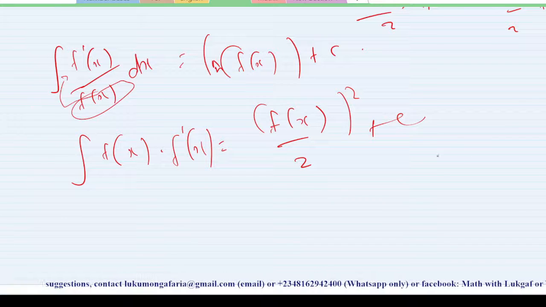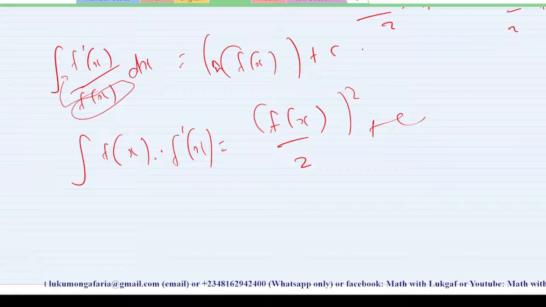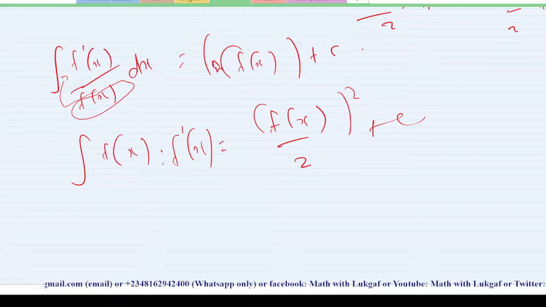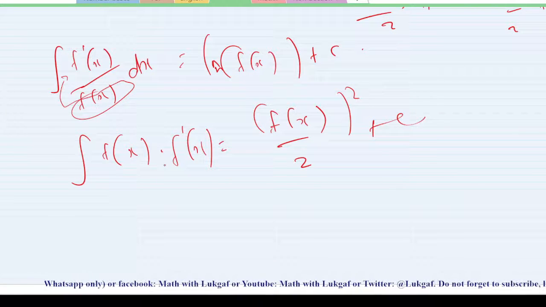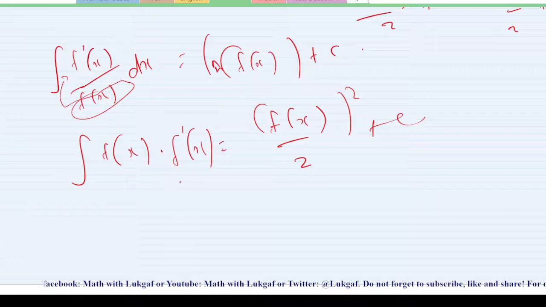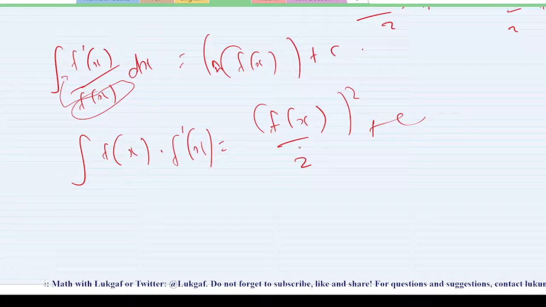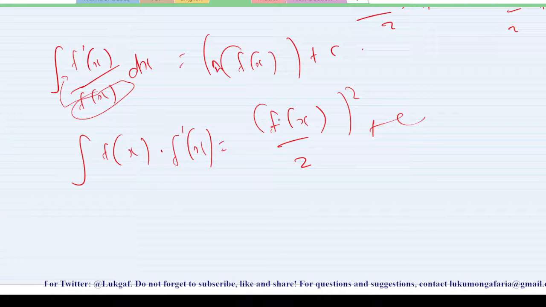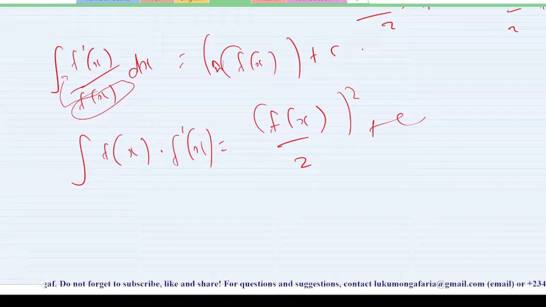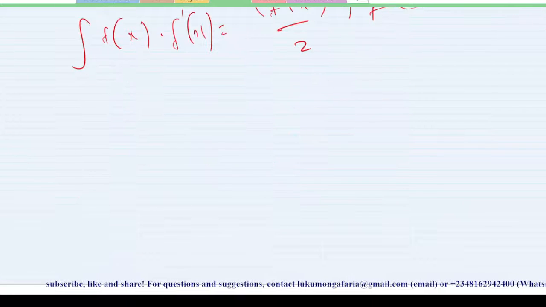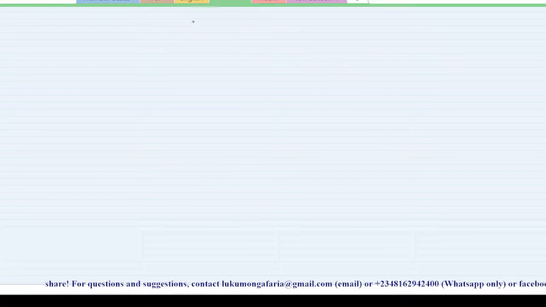Likewise, if you have an integral in terms of a product, that is, when you have a function whose integral is a product of that function, then you are going to have f(x) to the power of 2 divided by 2, plus c. Please don't forget this. So today we are moving to integration by parts.